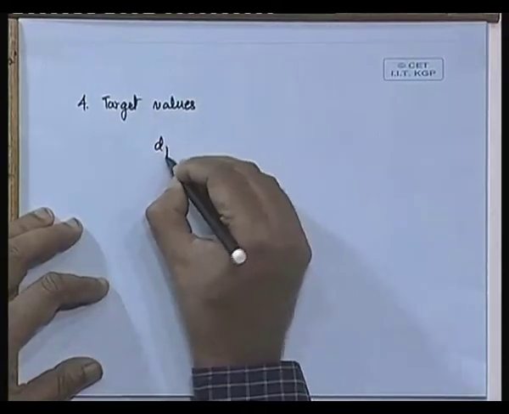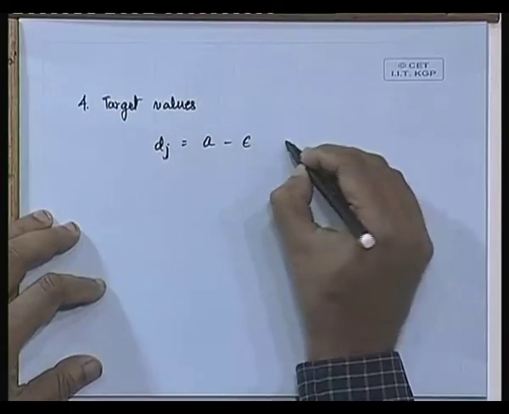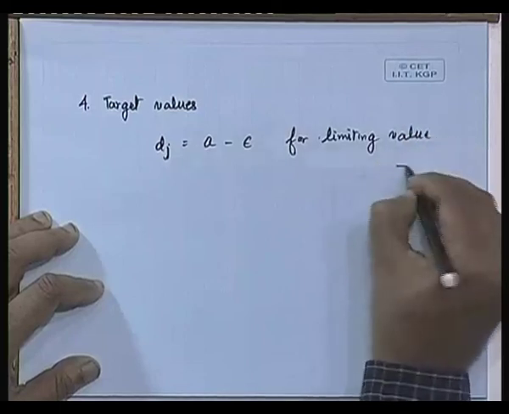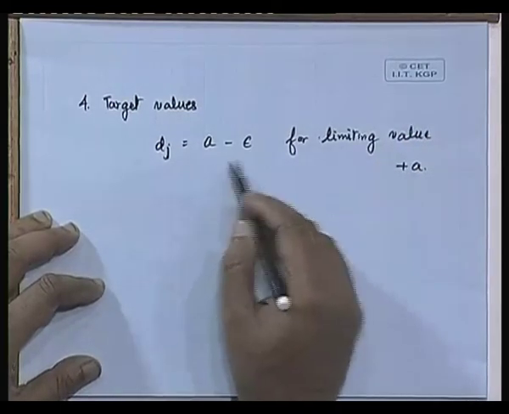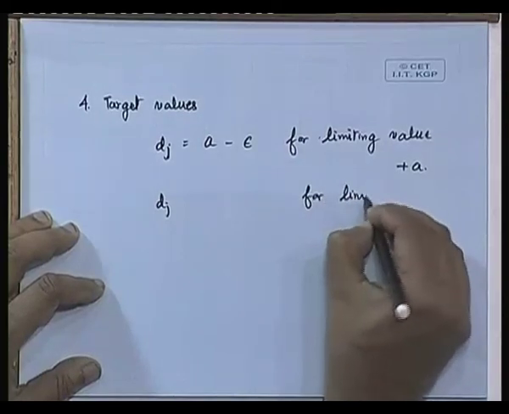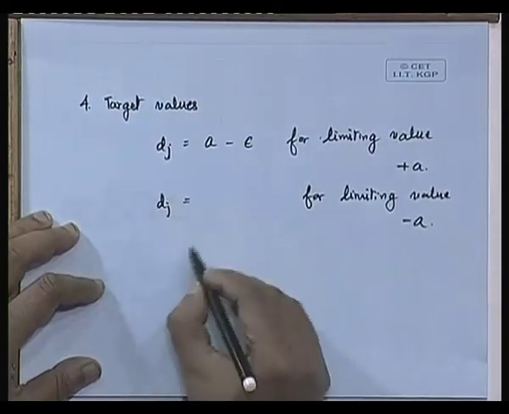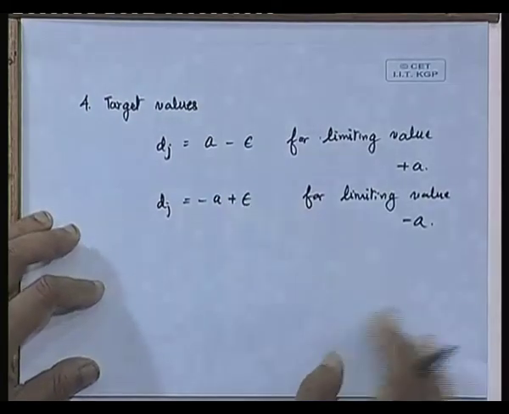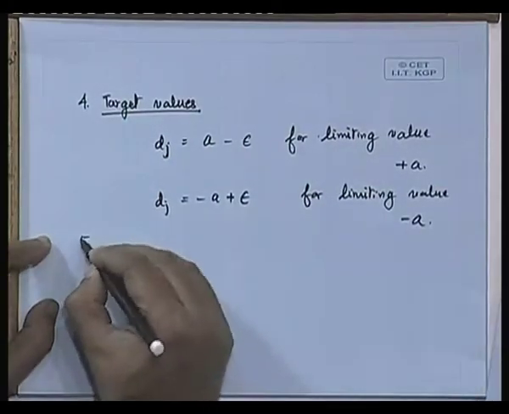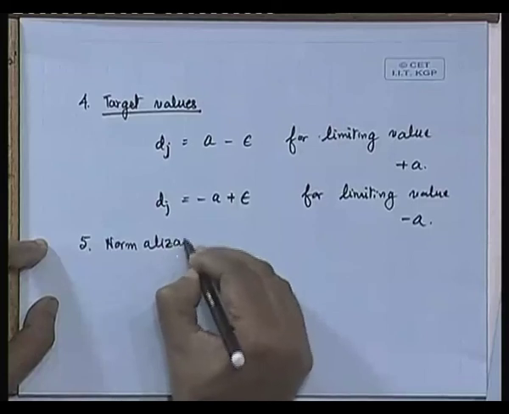We must keep d_j equal to a minus epsilon, some positive quantity epsilon, when the limiting value is plus a. For the limiting value of plus a, we must make d_j equal to a minus epsilon, and for a limiting value of minus a, we should have d_j equal to minus a plus epsilon. So, this is the heuristic on the target values, and the next point that we are going to deal with is regarding the normalization of the inputs.